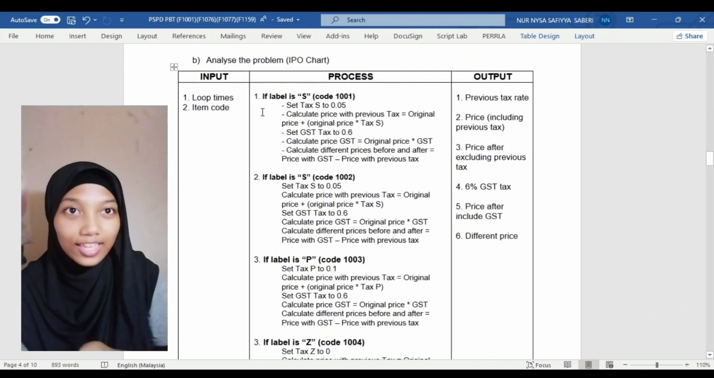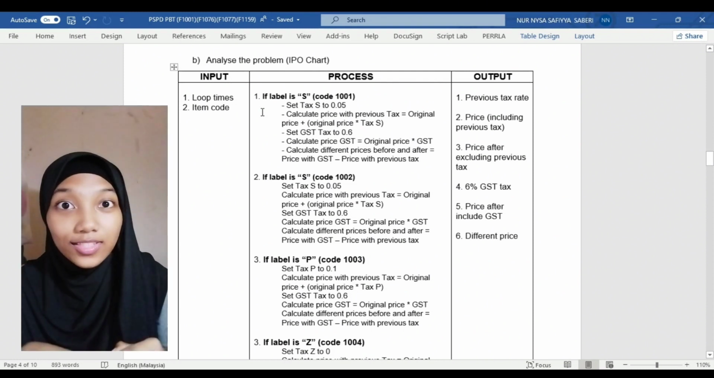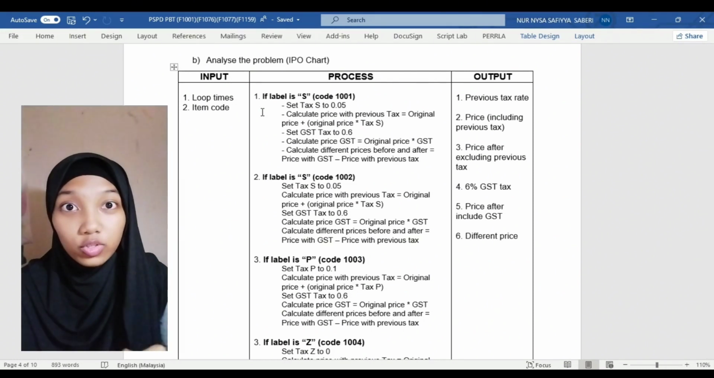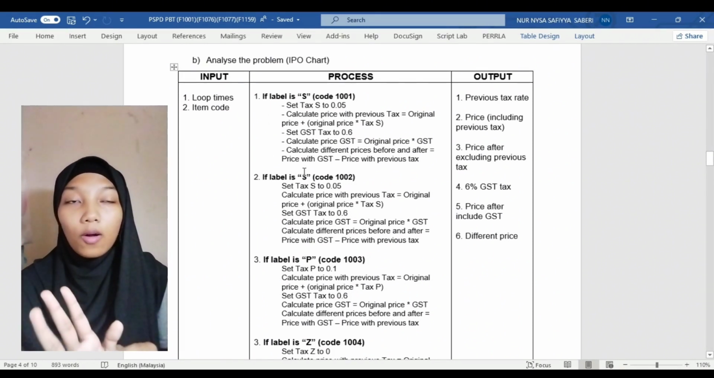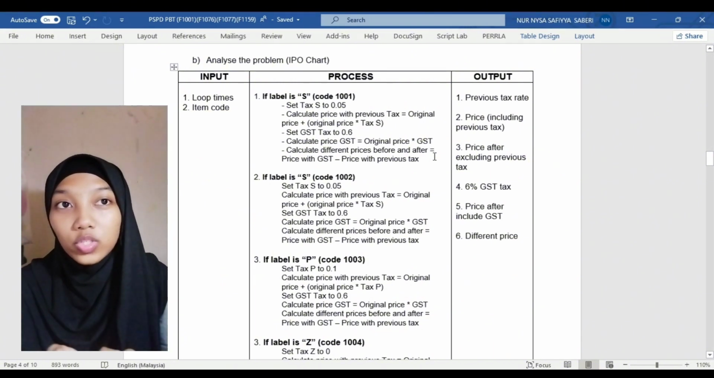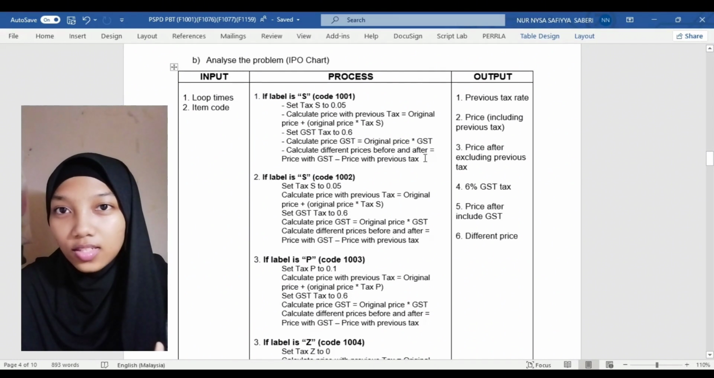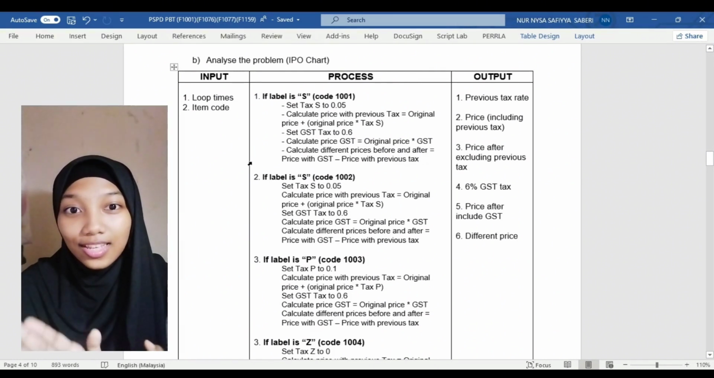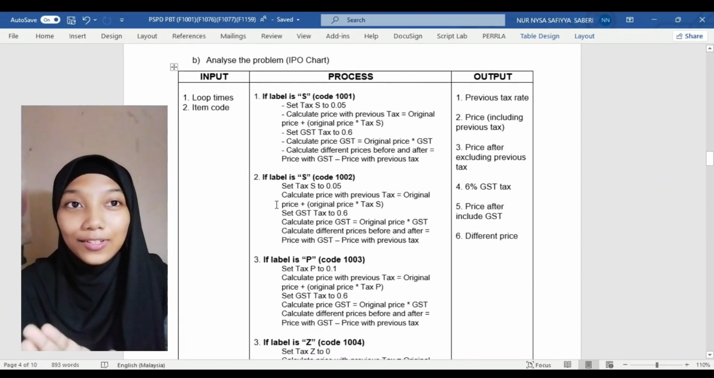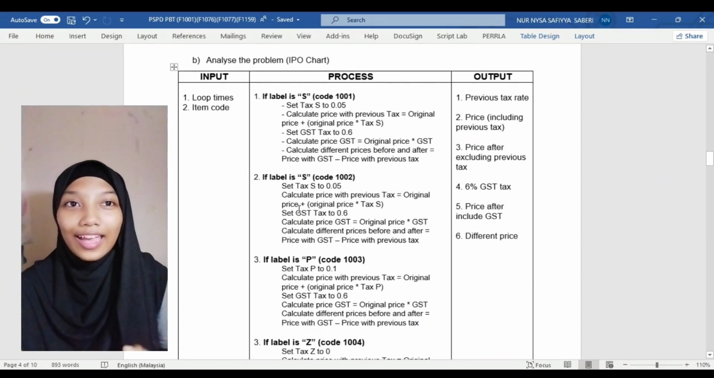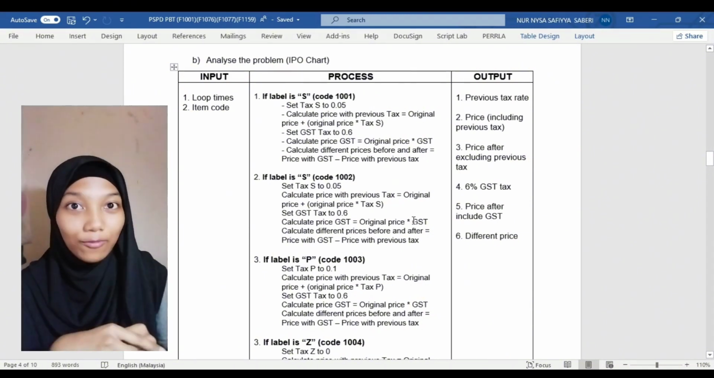Next, in process, first, if the label is S, in code 1001, set tax S to 0.05, which is 5% of tax, and calculate price with previous tax. Set GST tax to 0.06, which is the 6% of GST. Calculate, and after that, calculate price GST. And lastly, calculate the different prices before and after.